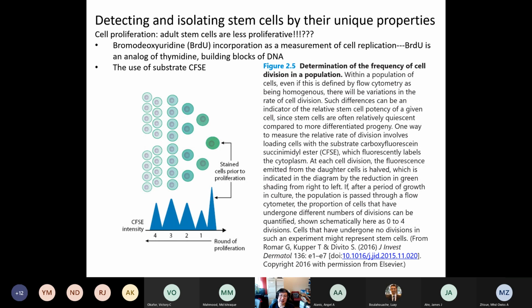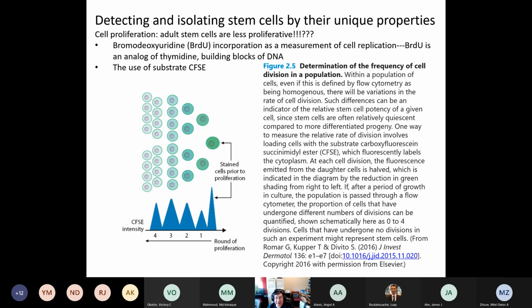And on this last slide, we'll use the proliferative feature of stem cells. So read this line, it's very interesting. Adult stem cells are less proliferative. As I said, when they're in their niche, they're often in quiescence. They don't proliferate at all, although they have a super ability to replicate themselves, but the adult stem cell often is in the niche.